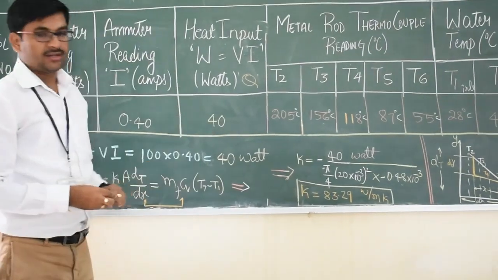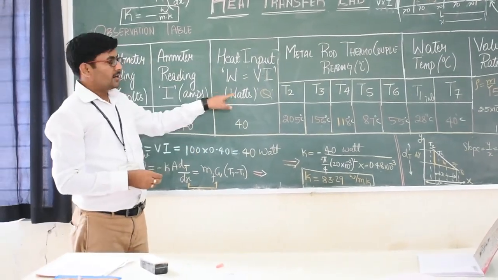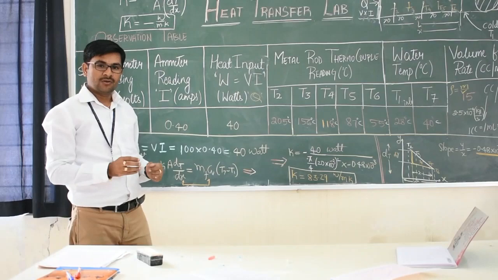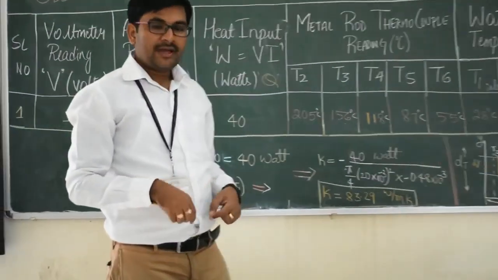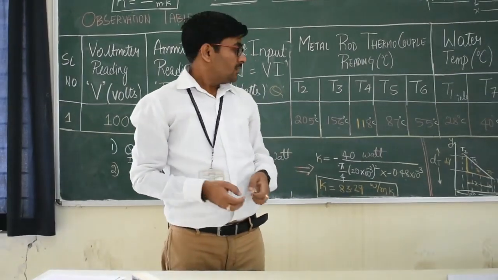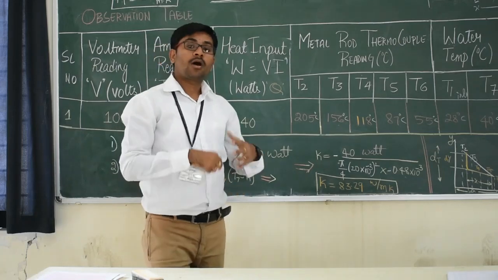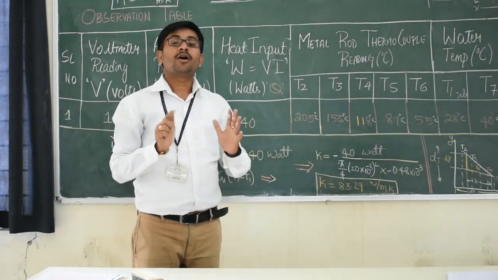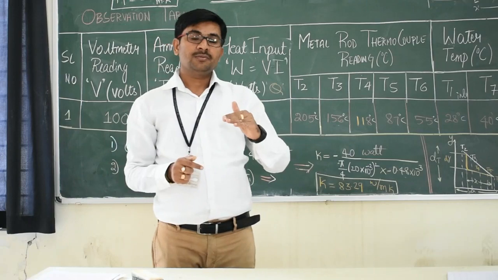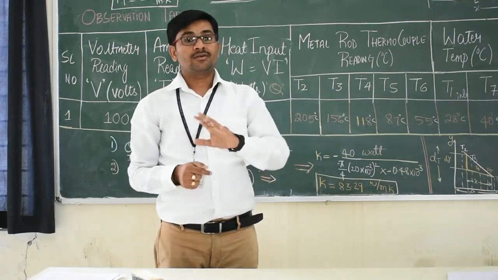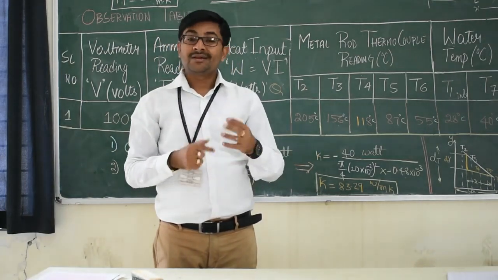This is the calculation part. This is how the thermal conductivity of a given metal rod will be calculated. In the next video, we will discuss how to calculate the overall heat transfer coefficient of a composite wall. In the overall heat transfer, both conduction as well as convection heat transfer will be considered.